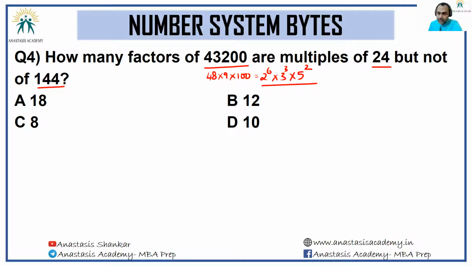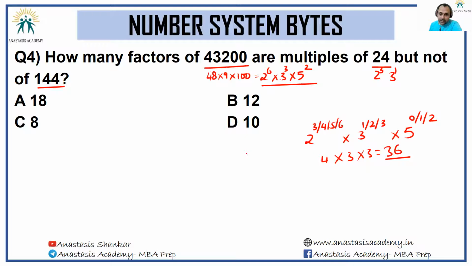Now, if I'm looking for factors that are multiples of 24, I need 2 cube and I need 3 raised to the power 1. So cases would be 2 raised to the power 3 or 4 or 5 or 6. Powers of 3 would be 1 or 2 or 3, and powers of 5 are unconstrained: 0 or 1 or 2. So how many cases? 4 into 3 into 3. We have 36 factors that are multiples of 24.